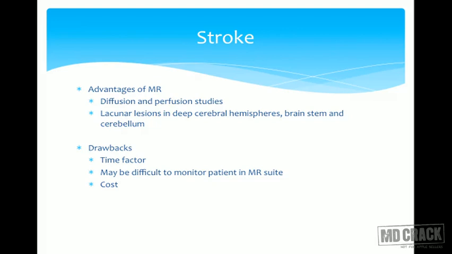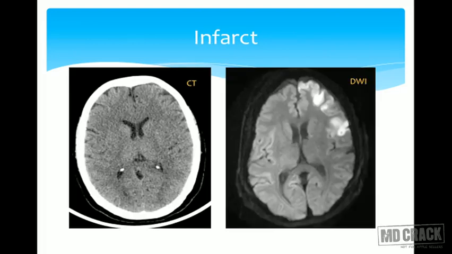So what are the drawbacks? They are basically the time factor, it may be difficult to monitor the patient in the MR suite, and the cost. What happens is, in strokes, certain patients become disoriented, they might become rowdy, and they might not comply, and they keep on moving. Hence, MR would be extremely difficult in such patients.